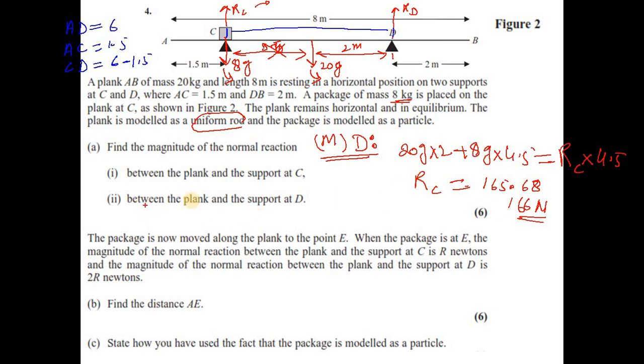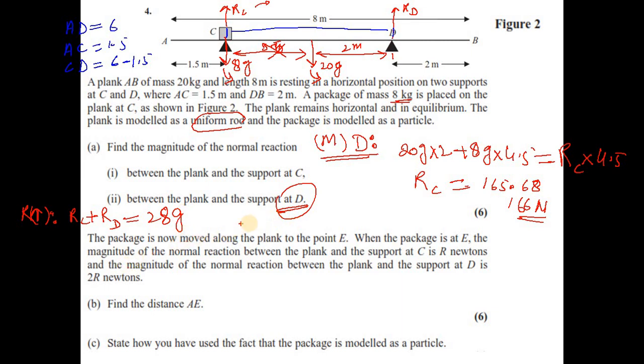And between the plank and the support RD, that means you need to figure out RD. So for RD, you can say that if you resolve vectors vertically, RC plus RD, upward forces must be equal to downward forces. So RC plus RD must be equal to 8G plus 20G, that means 28G.